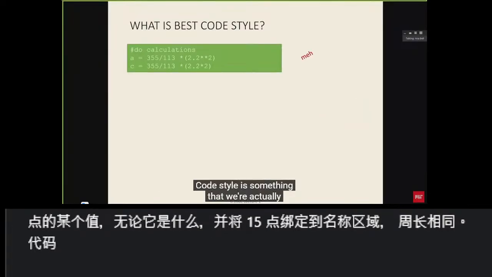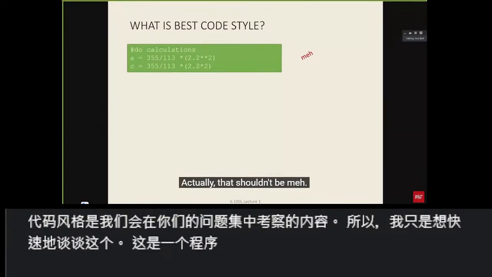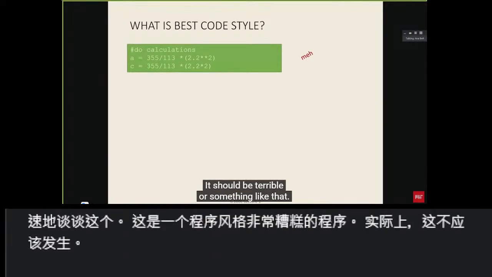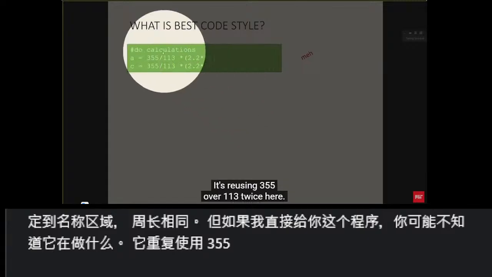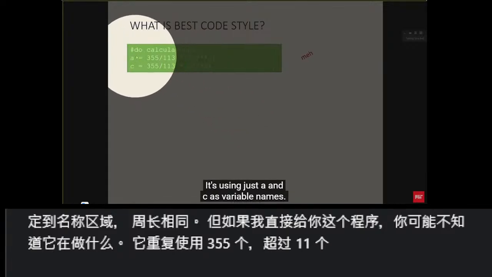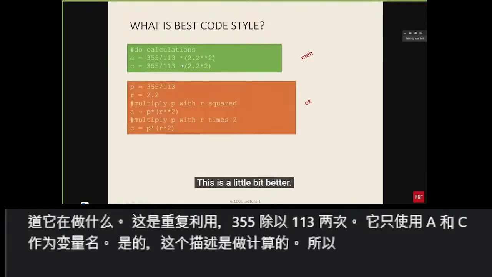Code style is something that we're actually going to look at in your problem sets, so I just wanted to quickly talk about that. Here is a program that has really bad style. Actually, that shouldn't be meh. It should be terrible or something like that. But in case you haven't noticed, it's the same program as on the previous slide. If I gave you this program straight off the bat, you probably wouldn't know what it's doing. It's reusing 355 over 113 twice here. It's using just A and C as variable names. This description is do calculations. So pretty bad. This is a little bit better.